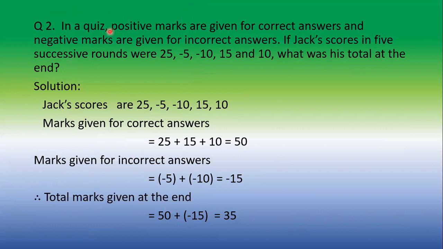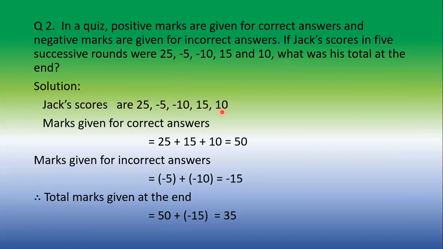In a quiz, positive marks are given for correct answers and negative marks are given for incorrect, wrong answers. If Jack's scores in 5 successive rounds were 25, minus 5, minus 10, 15, and 10, what was his total at the end? So for the quiz competition, for correct answers, positive marks are given, and for wrong answers, negative integers are given. So what is the total score? His scores are 25, minus 5, minus 10, 15, and 10.